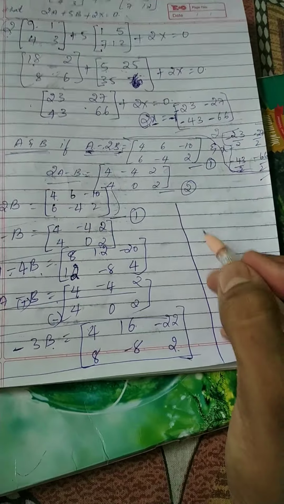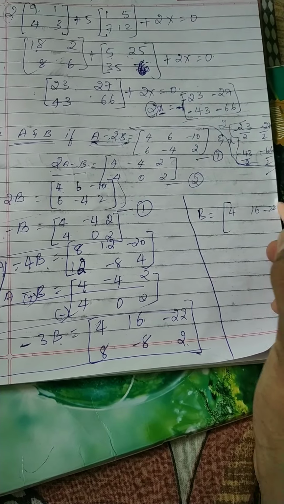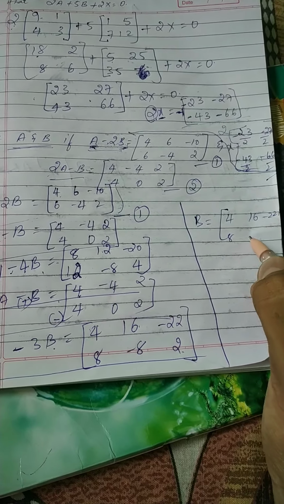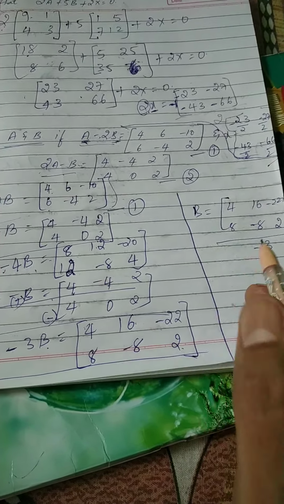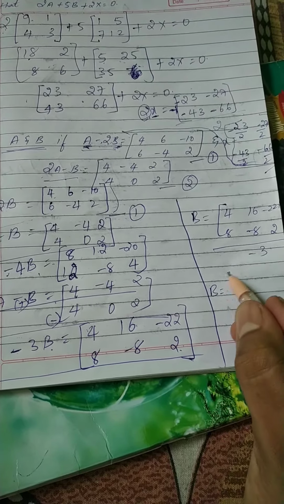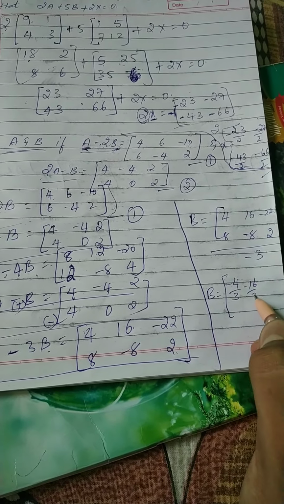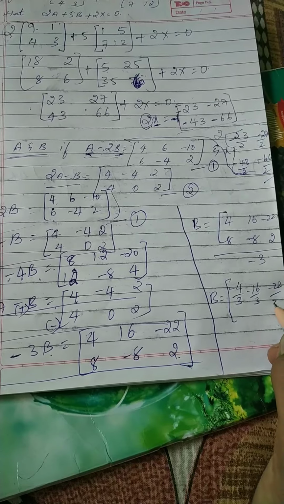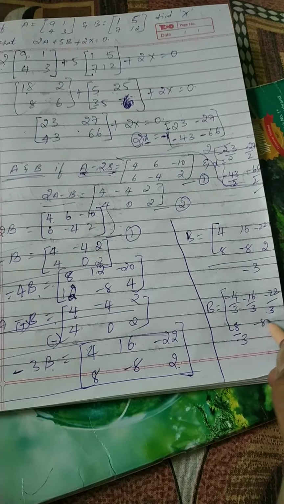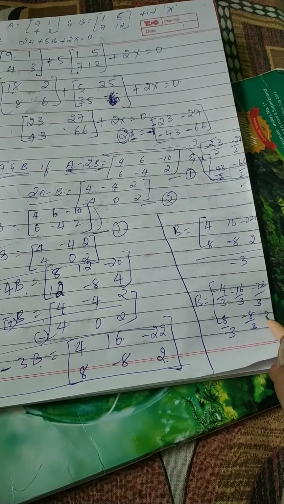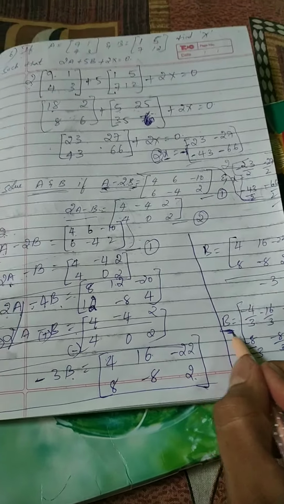So look here. b will finally be equal to the matrix 4, 16, minus 22, 8, minus 8, and 2, entirely divided by minus 3. So when you divide by minus 3, what is the resultant matrix? This will be minus 4 by 3, minus 16 by 3, minus 22 by 3, similarly 8 by minus 3, that is minus 8 by 3, then 2 by minus 3, that is minus 2 by 3. So this is our b. So we got the value of b.